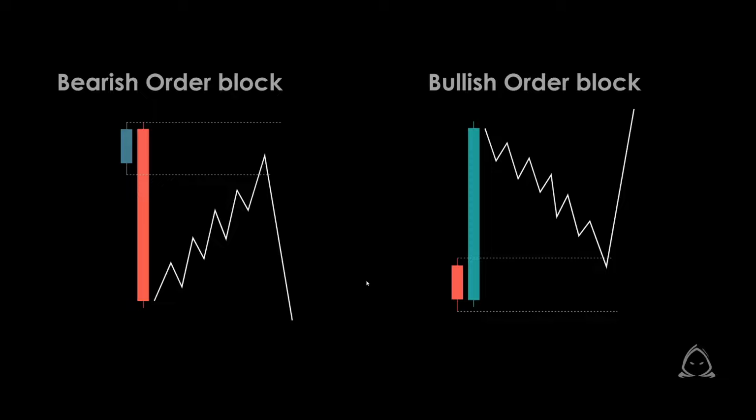On a bullish order block, we would set our entry just at the top of the order block with our stop loss just below the order block, with the same rationale that price will then trickle back down into the order block. Once tapping into the order block, it will continue to the upside.